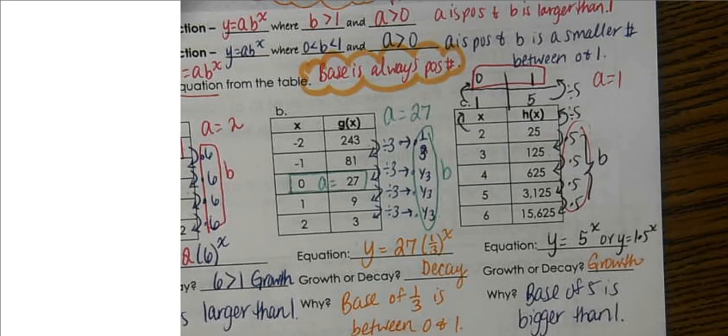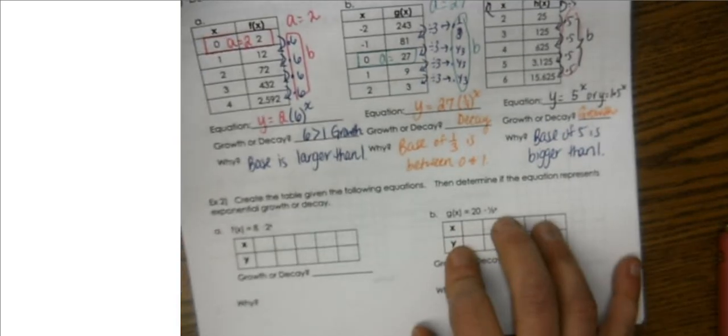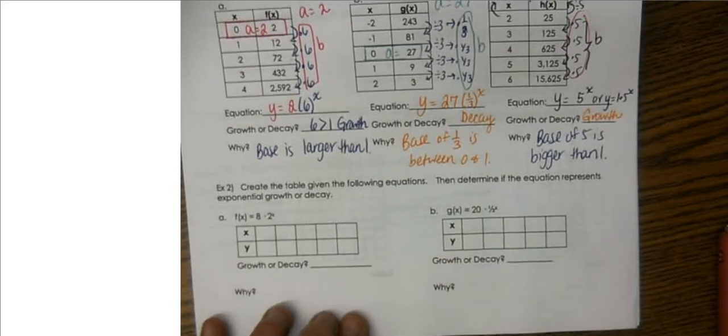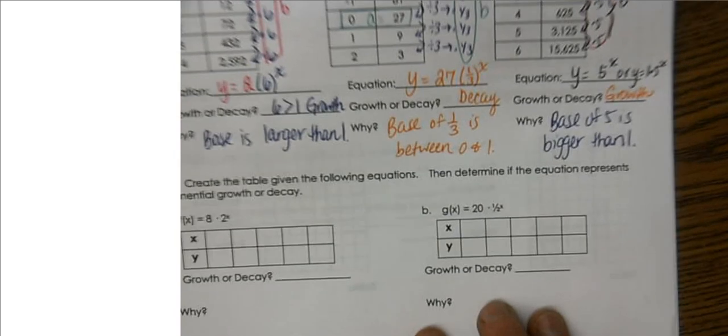And so that's what we would write down for our explanation. So what we want to do in example number 2 is create a table given the following equations. Then we want to determine if the equation represents exponential growth or decay.